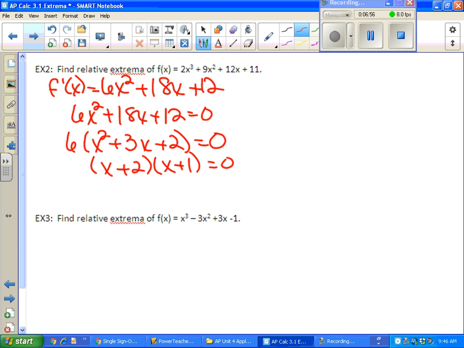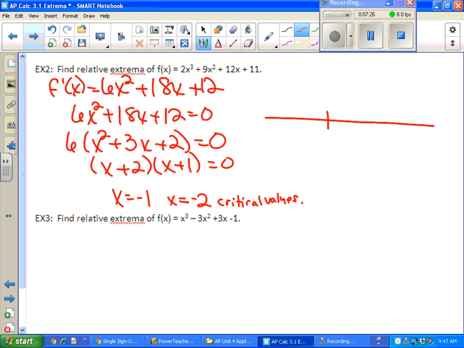Do I have points to check? Did y'all get -1 and -2? Okay. Do I know yet what these are? No. I just know right now that these are critical values that need to be checked. Everybody good? All right. Now we're going to go to a number line. We're going to go to what we call a sign line.